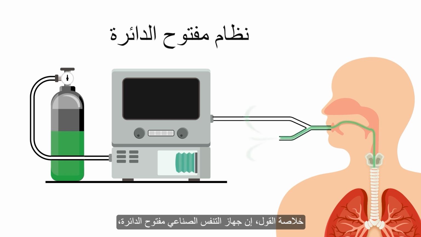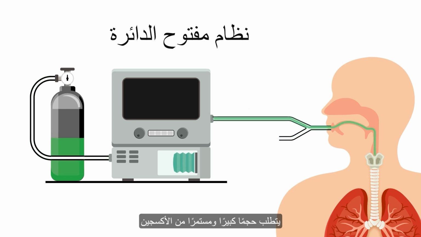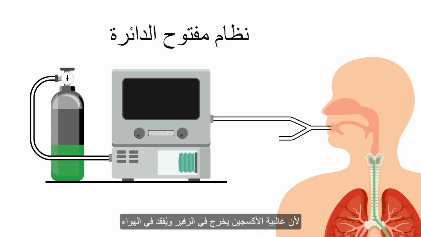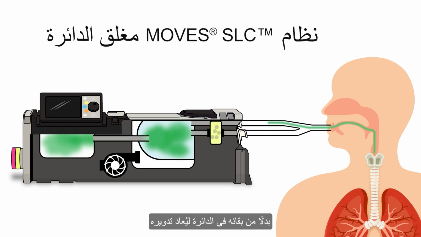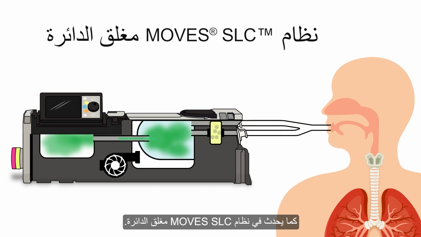In summary, with an open circuit ventilator, the ventilator requires a continuous large volume of oxygen because the majority of the oxygen is exhaled and lost to the atmosphere, rather than being kept in the circuit to be recycled, as it is with the MOVES SLC circle circuit system.